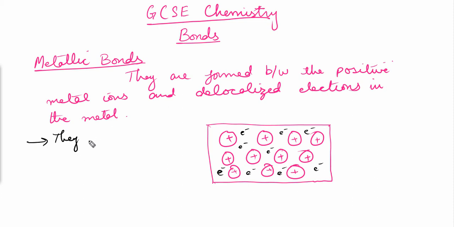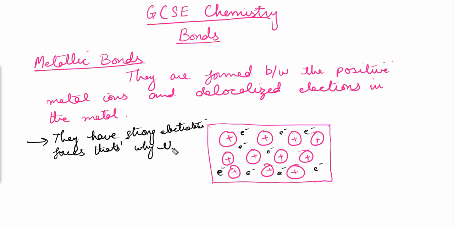They have strong electrostatic forces, that's why I'll just write it over here. That's why the metals keep a definite shape. The next point that you have to remember is they have high melting and boiling points.